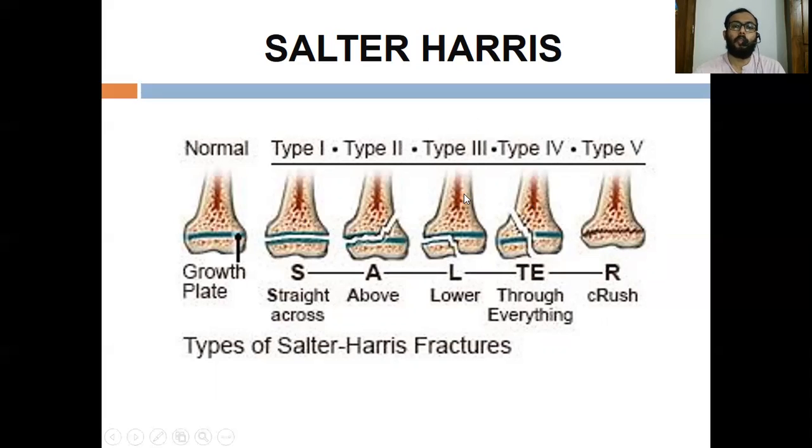Type 3 injury is common at the distal end of the tibia, so we should incorporate the Salter-Harris classification in the diagnosis of fractures in children, and if needed, a surgical referral should be given.